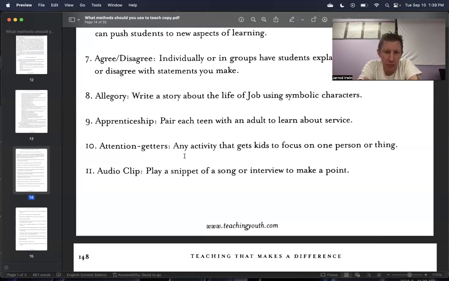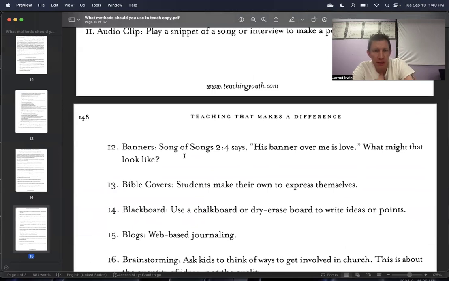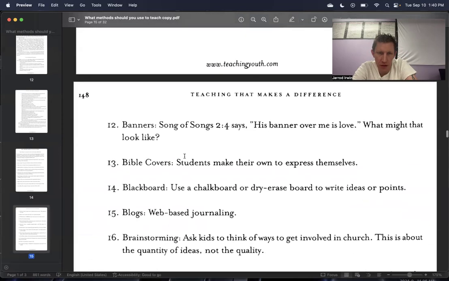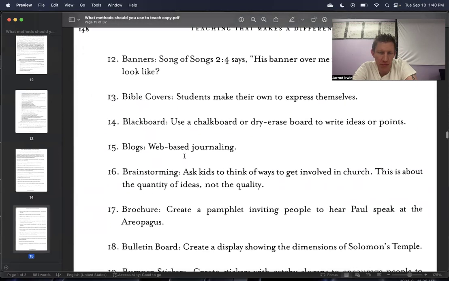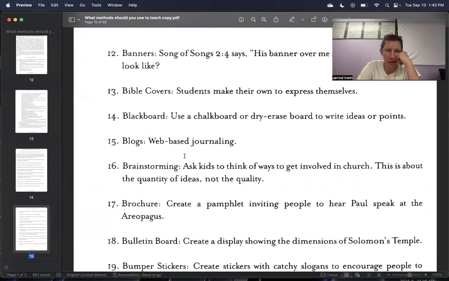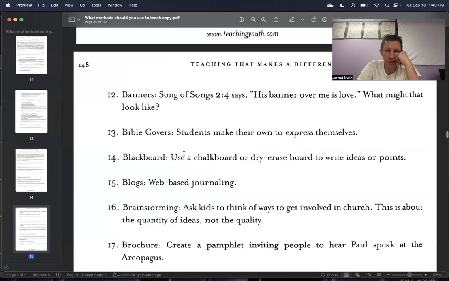Okay, going back to our list. Apprenticeship: pair each teen with an adult to learn about service, so getting them involved in some kind of a learning work activity. Attention getters: any activity that gets kids to focus on one person or thing. Audio clip: play a snippet of a song or interview to make a point. Banners: Song of Songs 2:4 says, "His banner over me is love." What might that look like? So they can create a banner, I guess, is what they're saying.